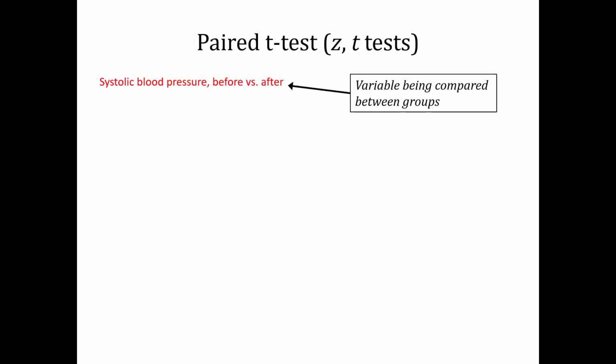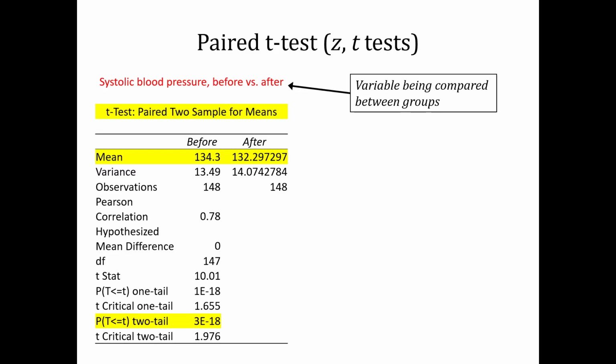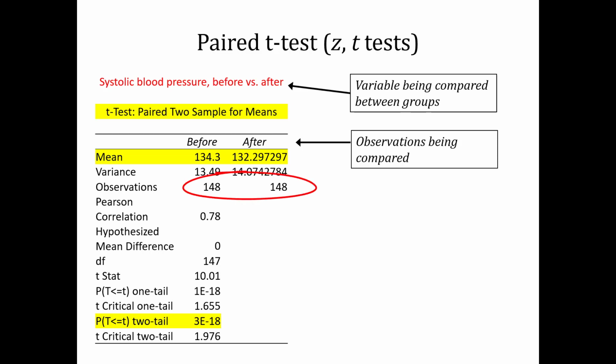So let's look at the results. Keep in mind that the variable we are comparing is blood pressure. A higher number means higher blood pressure, which is a worse outcome for the patient. You will need to know this in order to interpret the results. Here's what the Excel output looks like. At the top is the type of test, in this case a paired two-sample t-test for means. Next, it shows the observations being compared, in this case before and after measurements. You can see that the sample size for the two sets of readings is the same.